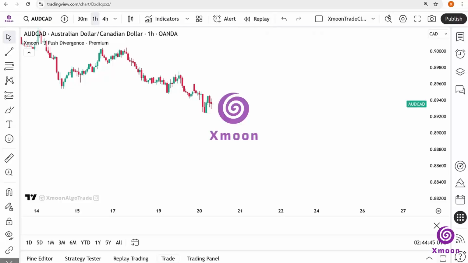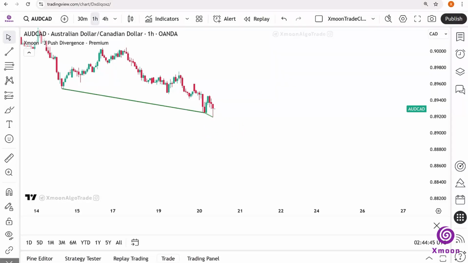In the Xmoon strategy, when a 3-bar divergence pattern is found on the chart, it indicates a high chance of a trend reversal and the market could soon shift direction. But here's the thing, usually the price doesn't reverse immediately after this pattern forms. First, it moves a little further in the previous direction and only then does it turn back.